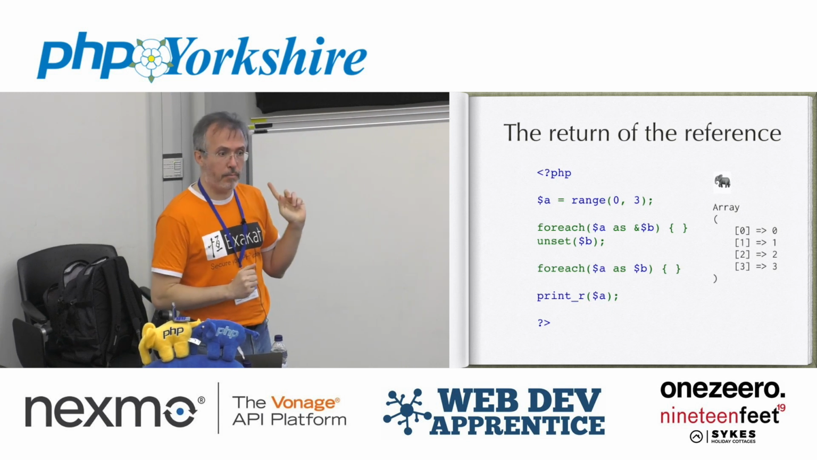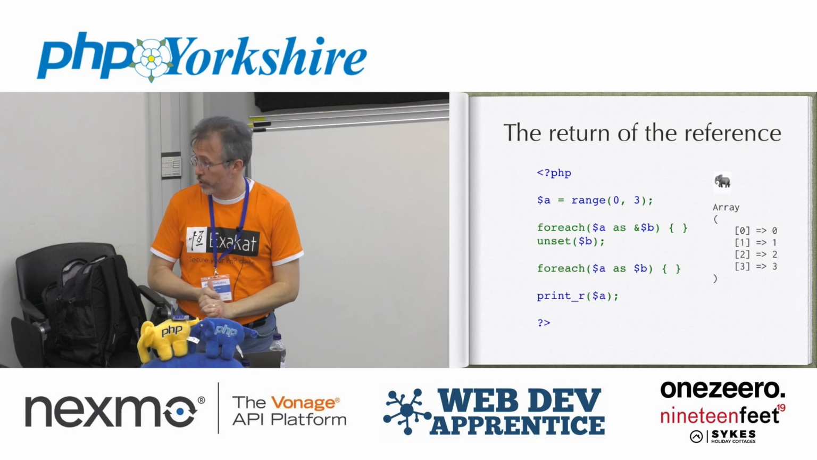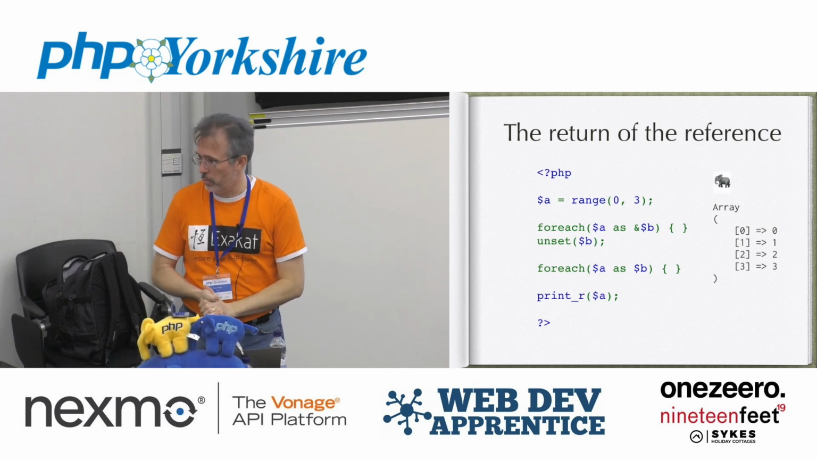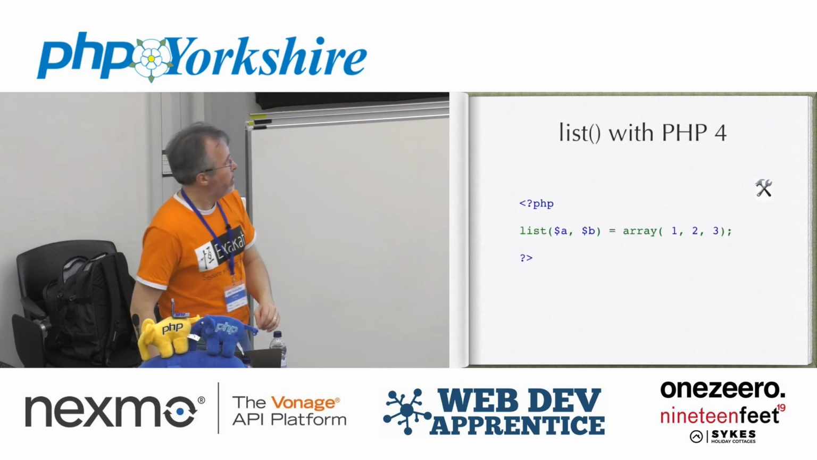That's probably one of the reasons why people stopped using references in foreach, while they are actually a lot more efficient. Is it time? No. One minute? Okay, let's finish with this one.